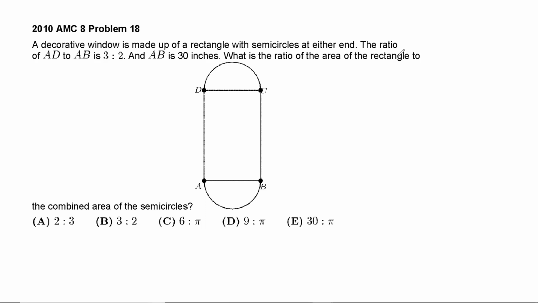Okay, so we might have time for 1 or 2 more questions. So let's just do this one. A decorative window is made up of a rectangle with semicircles at either end. The ratio of AD to AB is 3 to 2, and AB is 30 inches. What is the ratio of the area of the rectangle to the combined areas of the semicircles?